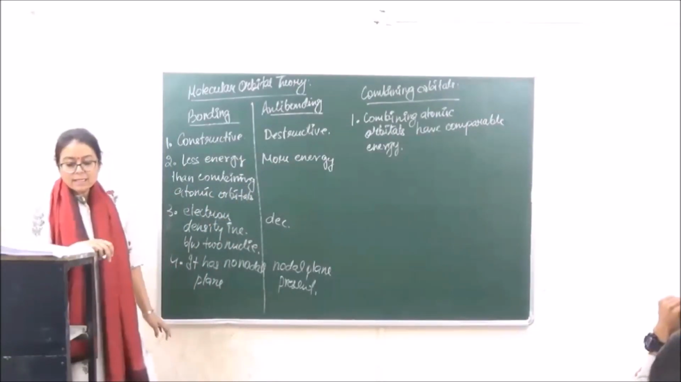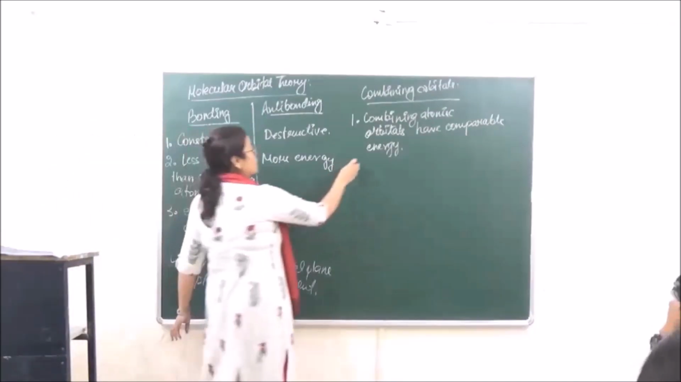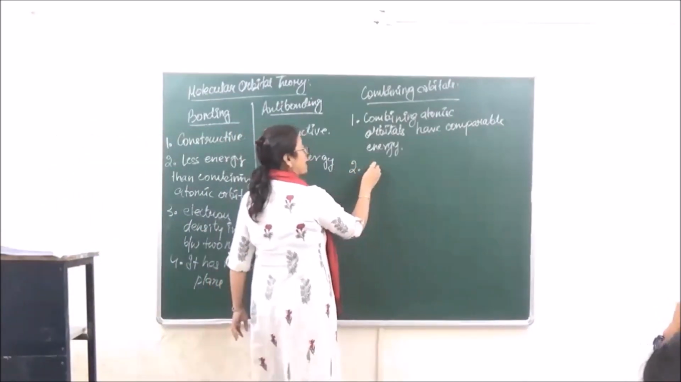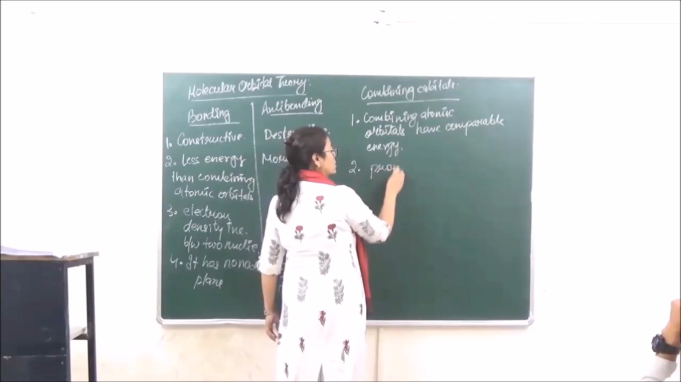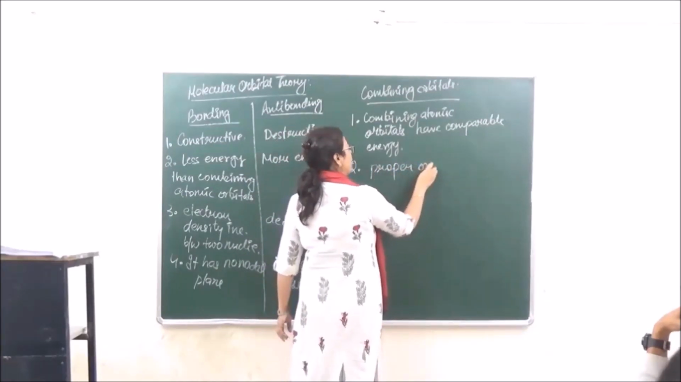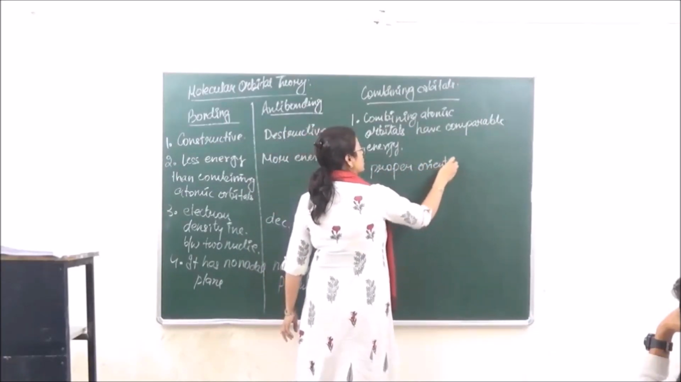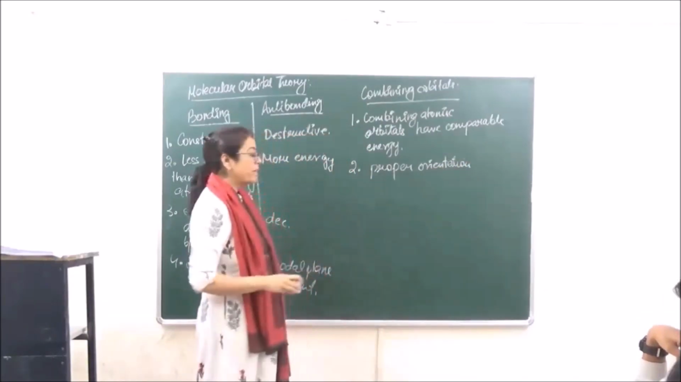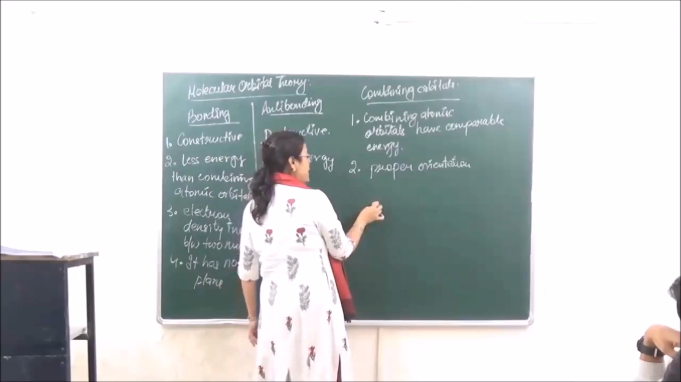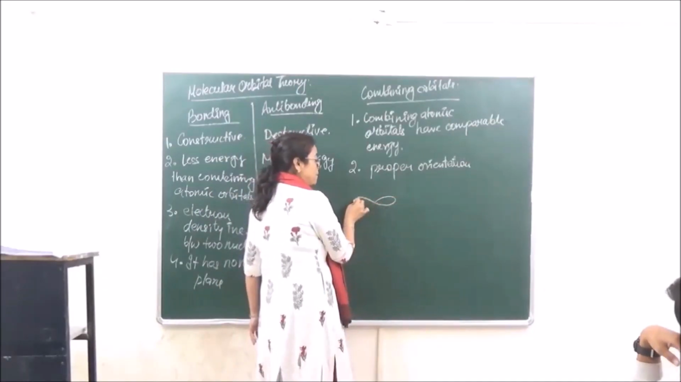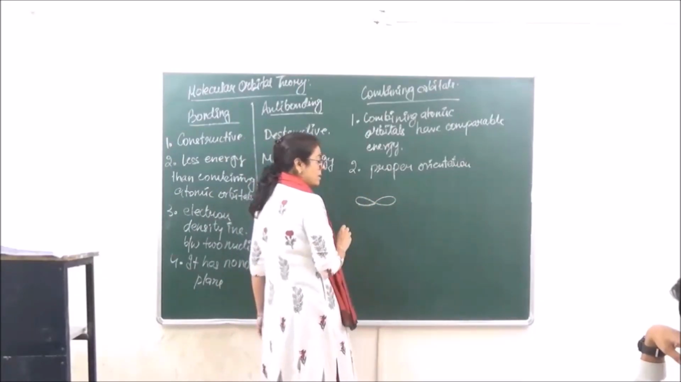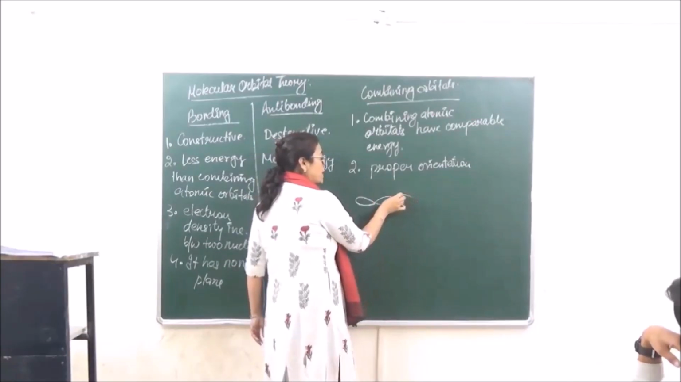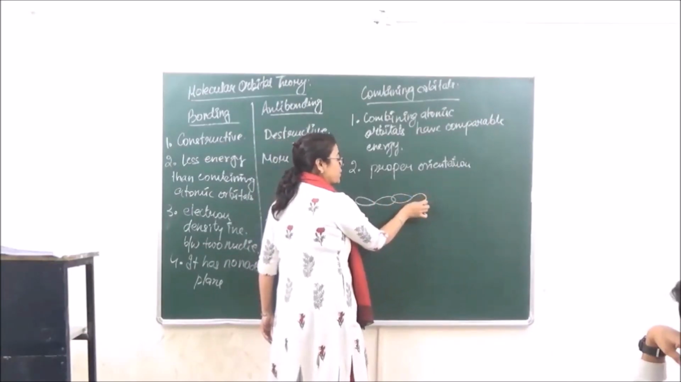The second is the combining orbitals should have proper orientation. What do we understand by proper orientation is that if we have PZ, it will only combine with PZ.